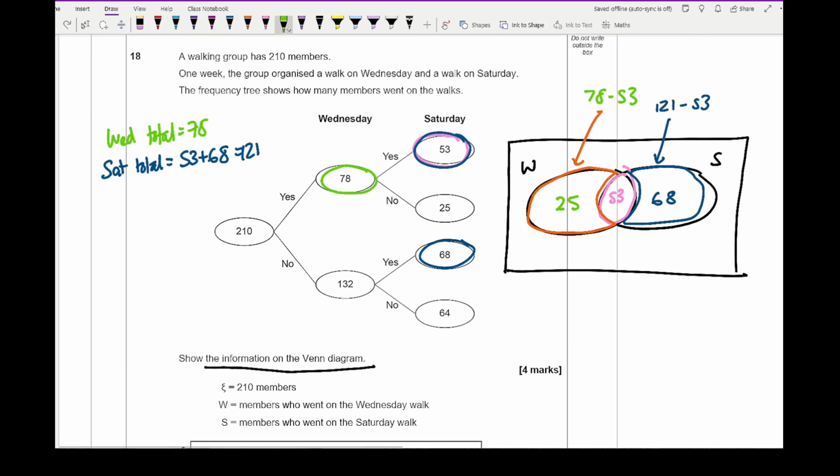And then finally, all that's left for me to do is work out the bit that I've got left. And this number here is going to be 210, which is the total, minus the numbers that we can see in the Venn diagram. So if I take away all of those, I get an answer of 64. So the answers you want in your Venn diagram are 25, 53, 68, and 64.